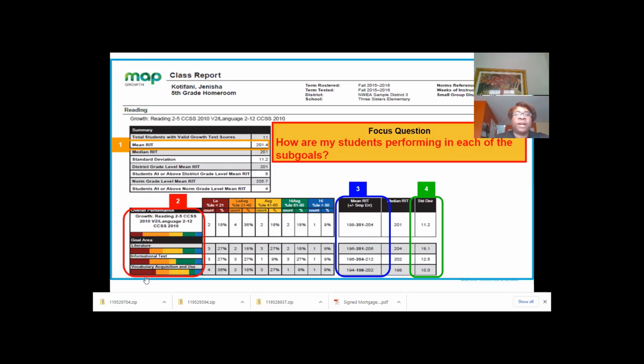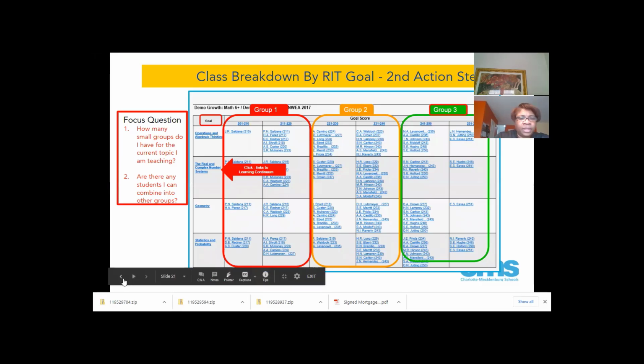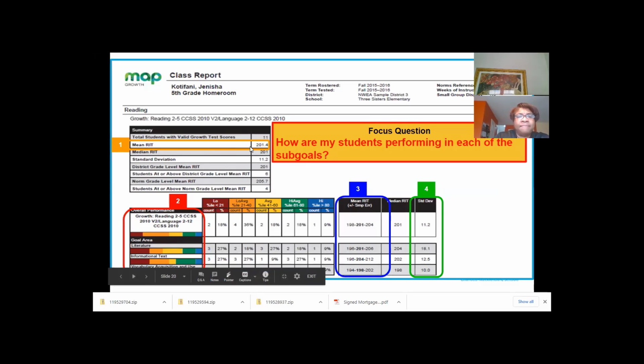The first report is the class report. The class report gives us the academic health of our class. There are four areas highlighted here on this class report that we're going to focus on. So the first one, let me go back. The first one is the mean RIT. You'll always need to have your Lincoln Study handy dandy.